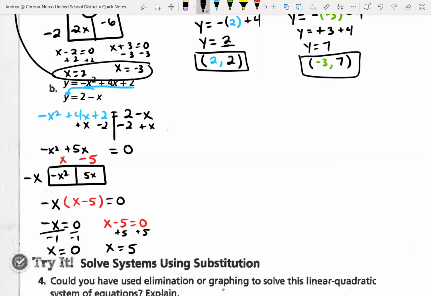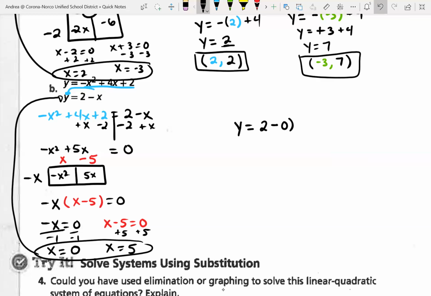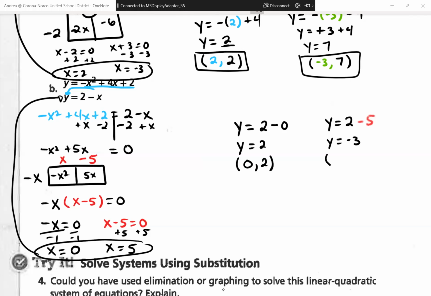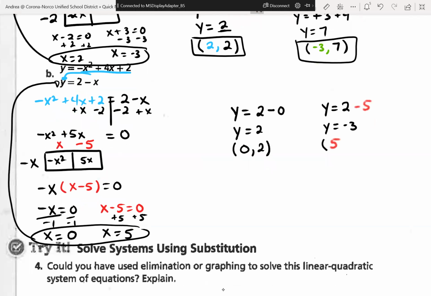Okay, I'm going to plug both those into one of the equations. It doesn't matter which one. I think the bottom one is easier to deal with, so I'm going to use that. If you choose the top one, it'll still work, just more work. So I have y equals 2 minus 0. So y equals 2. So when x is 0, y is 2. Next one, I have y equals 2 minus 5. So y equals negative 3. So when x is 5, y is negative 3.